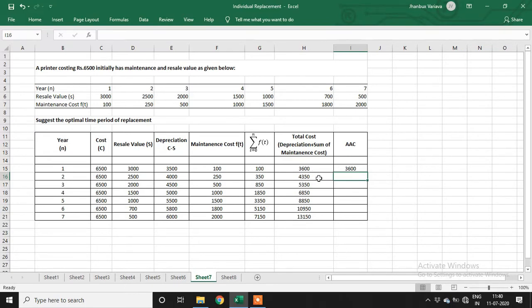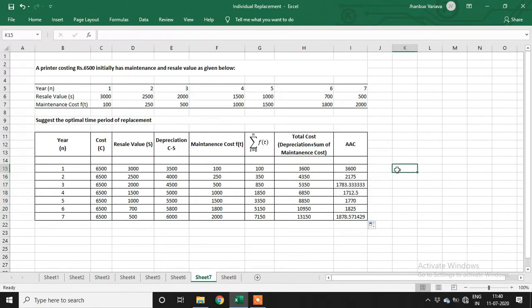For 4350 rupees divided by 2 years, what will be the answer? It will be 2175. Same way, 5350 rupees divided by 3 years, it will give us this answer. Then again, I'm doing it for the fourth year, same way, 6850 divided by 4 will give us an answer. So same way, do it for the number of years.